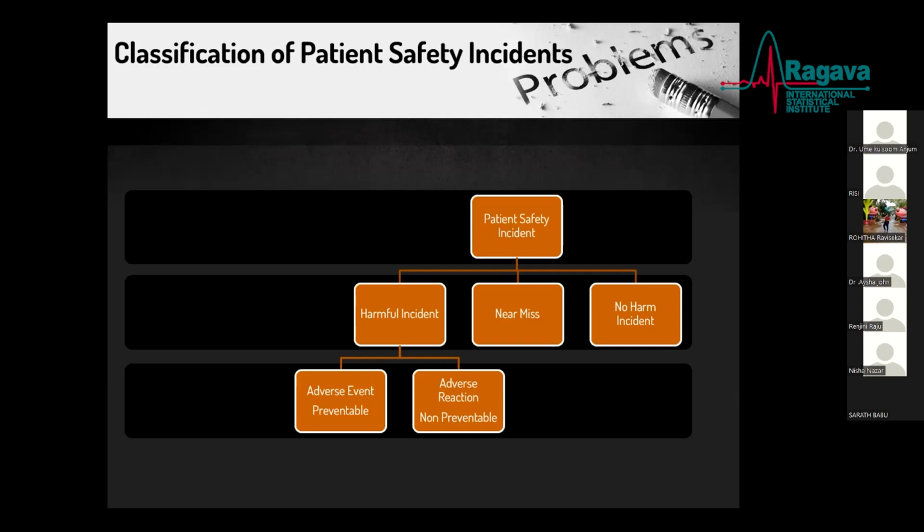Then we have the no harm incident, the one in which an event reached a patient, but no major or minor harm resulted from it. For example, in the same incident, the unit of blood was transfused to the wrong patient, but luckily the blood type was compatible, there were no compatibility issues. So there was no harm, but it did reach the patient. So those incidents are called no harm.